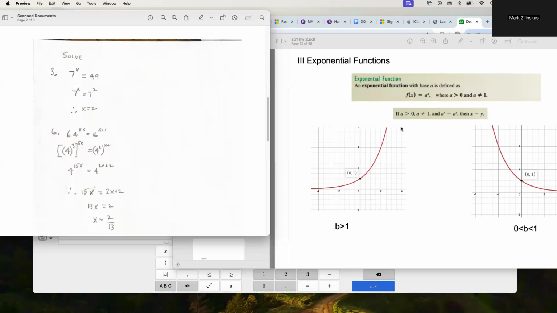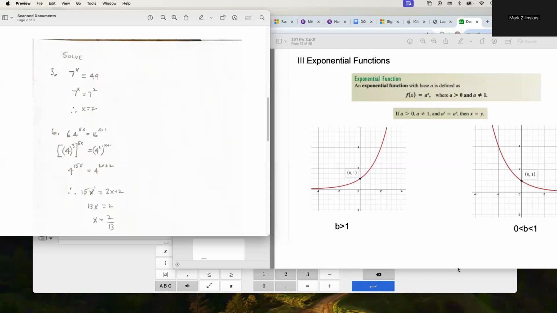So essentially what you've got to remember here is that they either go up when the base is greater than 1, or if it's between 0 and 1, it goes downward. Now, it says right here in the definition, the base cannot equal 1. Okay, and you can't have negative numbers here for a base. So again, we just look at that number here and we'll know what the graph looks like.